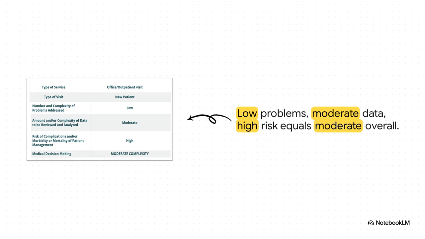Let's actually see that tiebreaker in action. Imagine the number and complexity of problems is scored as low, the data reviewed is moderate, and the risk of complications happens to be high. So we have a low, a moderate, and a high. Because all 3 are completely different, the middle score is always going to win.